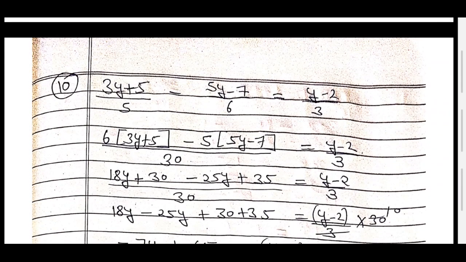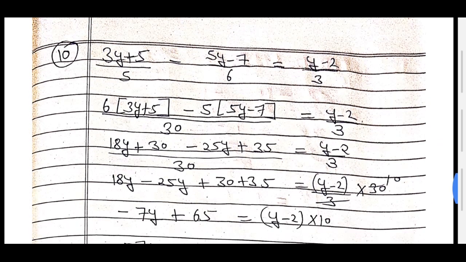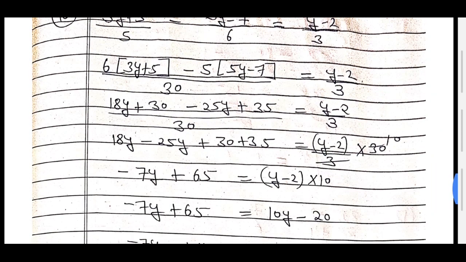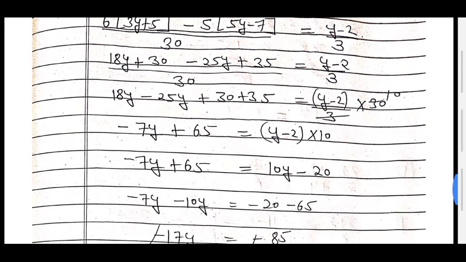10th part is 3y plus 5 upon 5 minus 5y minus 7 upon 6 is equal to y minus 2 upon 3. So what do you do? First do cross multiply, multiply this by 6 and this by 5, the rest remains the same. Then what will you get? 6 3s are 18, 18y, 6 5s are 30, minus 5 into 5y you get minus 25y, minus 5 into minus 7 you get plus 35, remaining as it is.